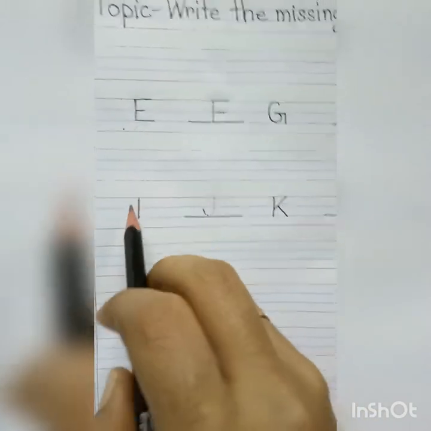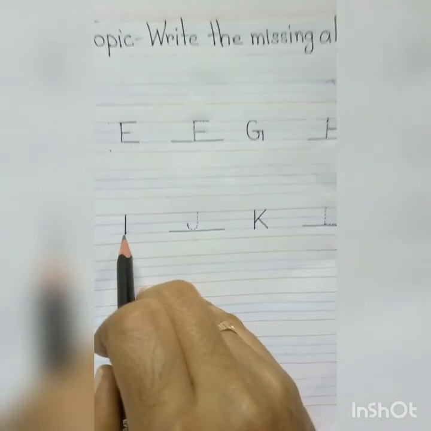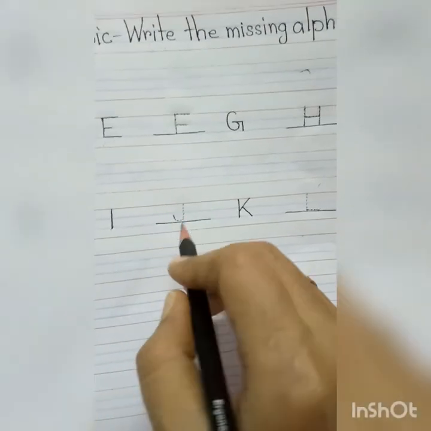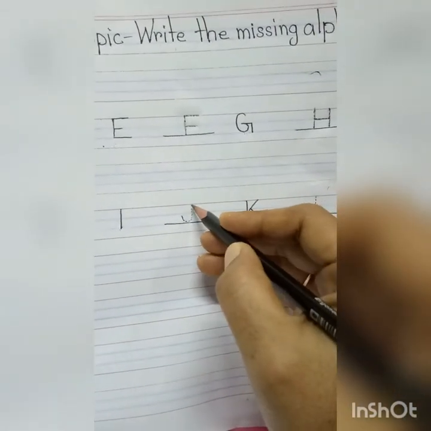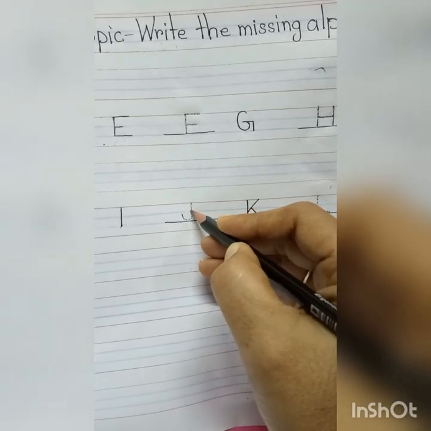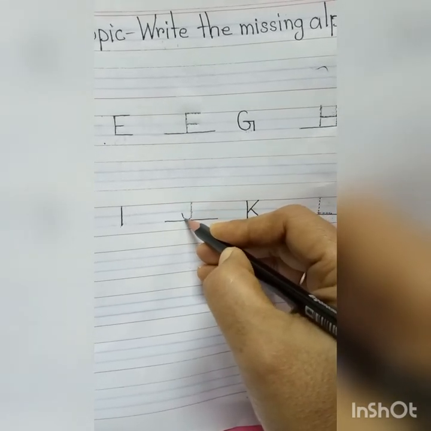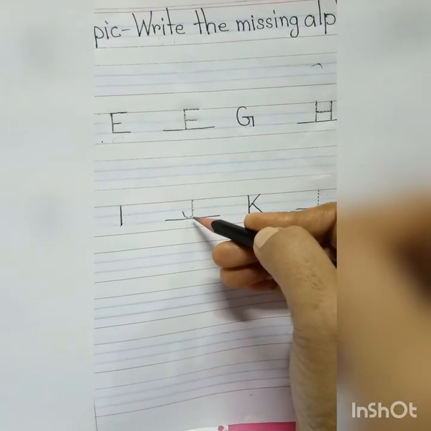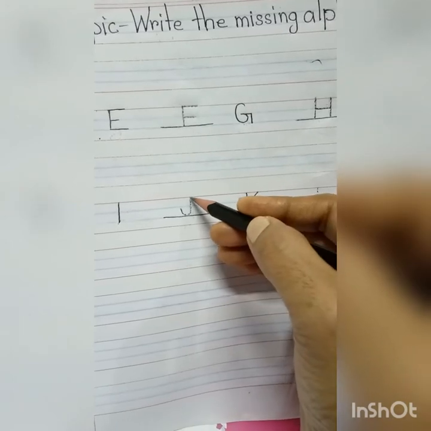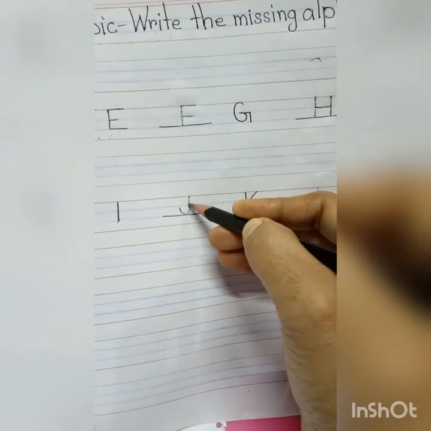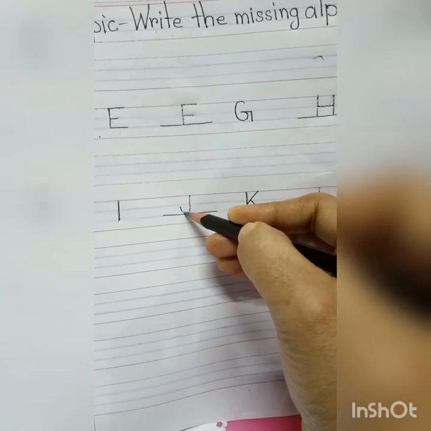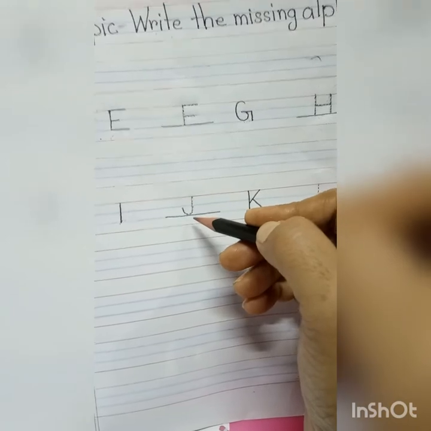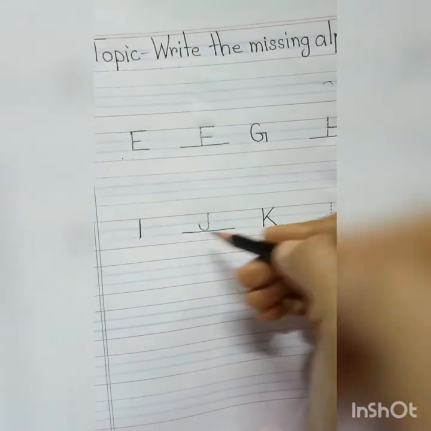Again, what is this? I. After I, J. Okay. I will join J. One straight line in first room to second room, then curve, then touch the third line, then up to second line. What is this? J. Again, I will write J. One straight line in first room to second room, then curve, touch the third line, then up to second line. What is this? J.